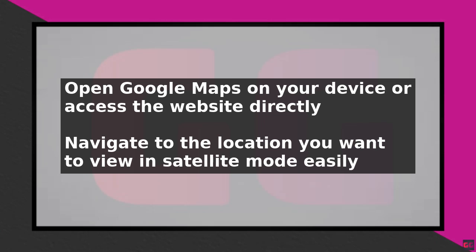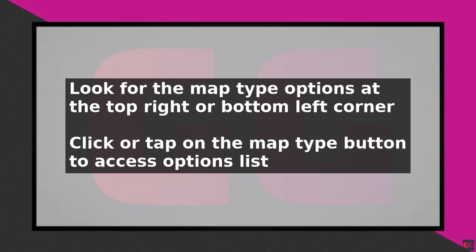You can also use the map to zoom in and out and move around to find your desired location. Once you have found your location, look for the map type options, usually located at the top right or bottom left corner of the screen. Depending on the device and platform you are using, click or tap on the map type button, which is often labeled as base map or map type.